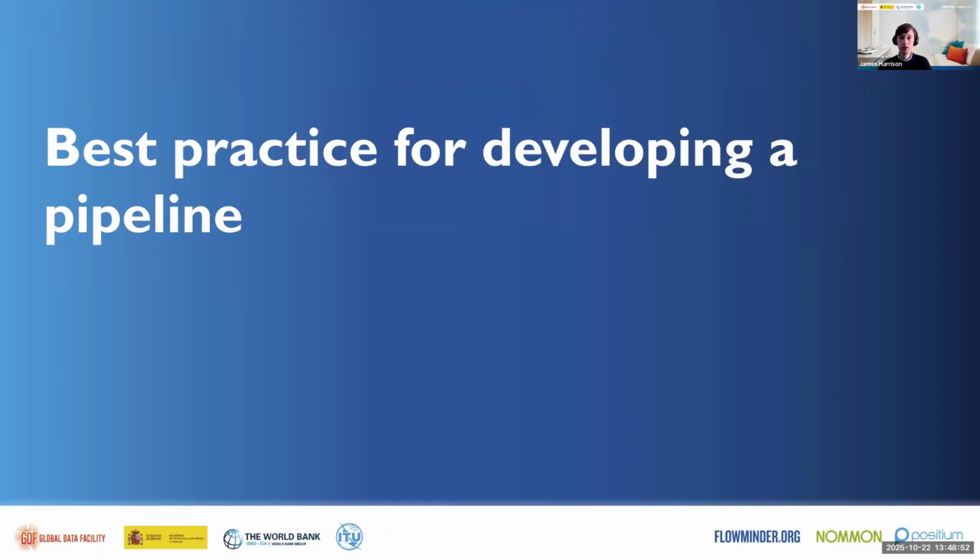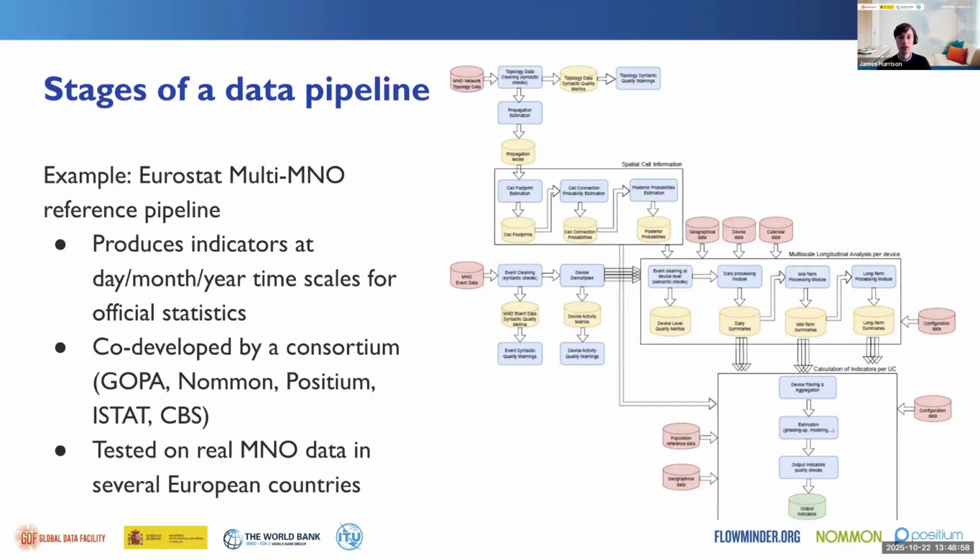I'll move on now to best practice for developing a pipeline. And for this section, I'm going to be using the Eurostat multi-MNO pipeline as an example here. Don't worry too much about this large, complicated diagram. I'm going to zoom in on the relevant bits and talk through the important points. Also, we don't need to worry too much here about the specific use case that this pipeline is serving. I'm using it more as a reference to show the stages and the structure of a data pipeline. And for that, I think it's a good example.